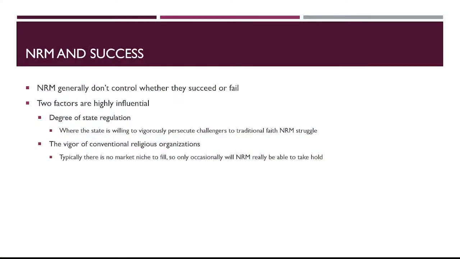Okay, so one of the things that Stark says is that new religious movements generally don't control whether they succeed or fail. But there are a couple of things that help. The degree of state regulation: where the state is willing to vigorously persecute challengers to traditional faiths, new religious movements struggle. And in this case, the Roman Empire was pretty lax. It's a pretty lax religious system. There's sporadic persecution of Christians, but mostly they're left to their own devices, and it only pops up now and then, just enough to create these martyrs that give them that testimonial fuel to keep it going.